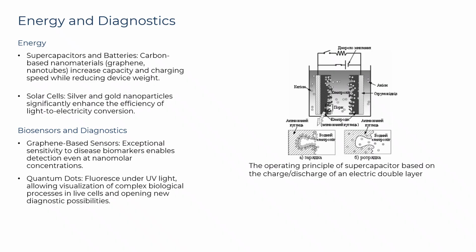Energy and diagnostics. Energy. Supercapacitors and batteries. Carbon nanomaterials, graphene, and nanotubes increase capacity and charging speed while reducing device weight. On the image on the right, you can see the operating principle of a supercapacitor based on the charge-discharge mechanism of the electric double layer.